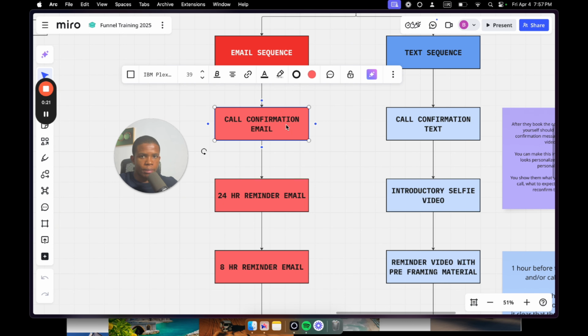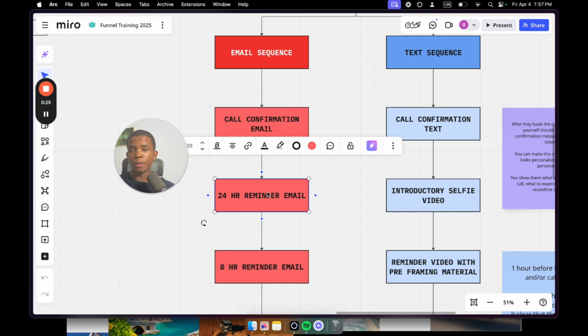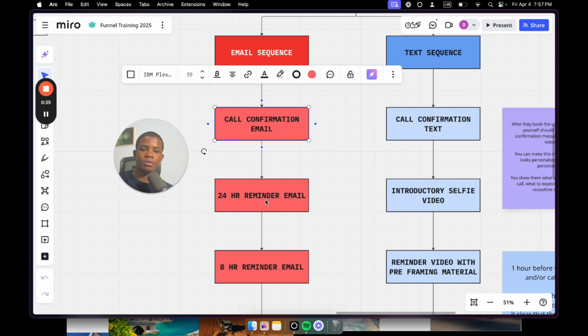Make it clear to them, confirm that they're coming to the call. Give them a 24-hour reminder, just checking in to see that you have all of the resources that you need to join the call. And also in the call confirmation email, send them to the thank you page again.